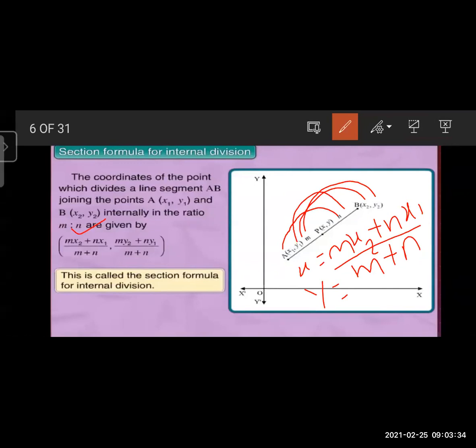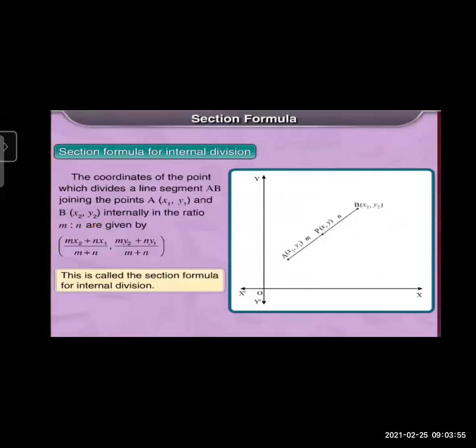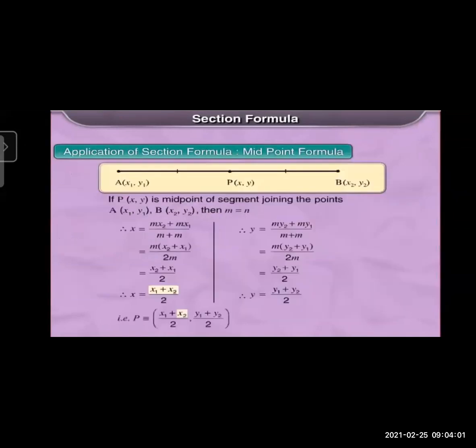So this is called the section formula for internal division. This formula is very important. The x coordinate is mx2 plus nx1 divided by m plus n, and for the y coordinate, my2 plus ny1 divided by m plus n. Okay, so here we derive our formula, the section formula for internal division.